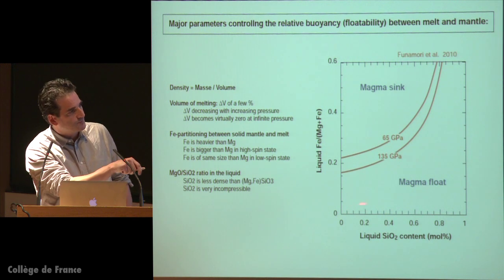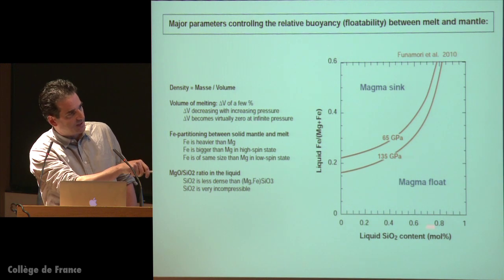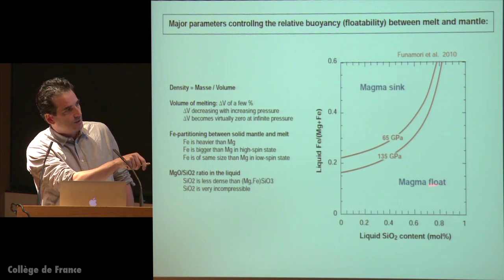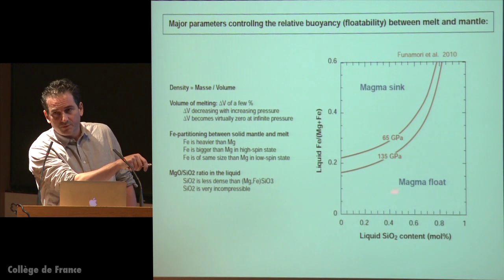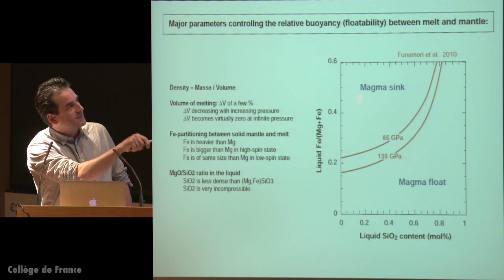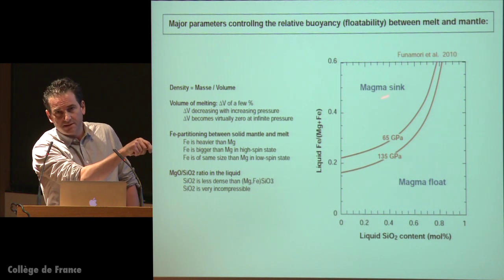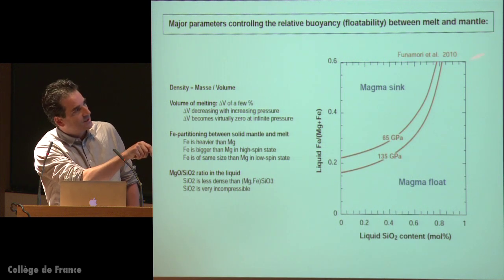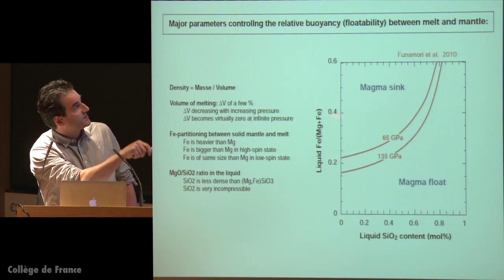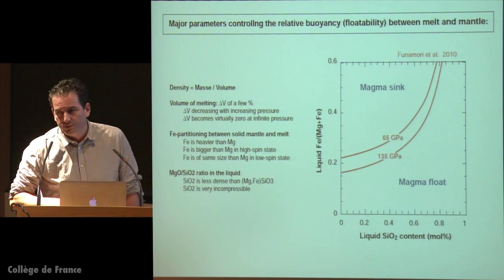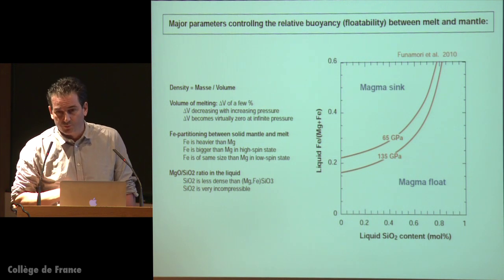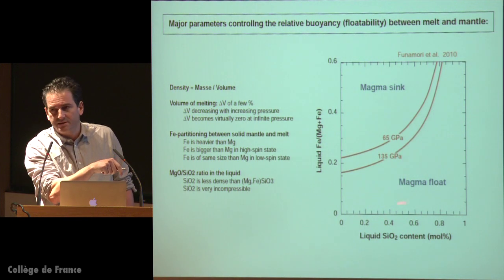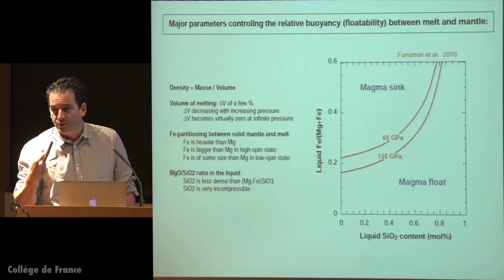So in this diagram, the higher the SiO2 content in the liquid, the more the magma will float. And the higher the iron content in the liquid, the more the magma will sink. And this difference between this curve and this curve is related to the difference in compressibility of the liquid and the solid. So we have to know where we are in this diagram in order to know if the liquid will be buoyant or not.